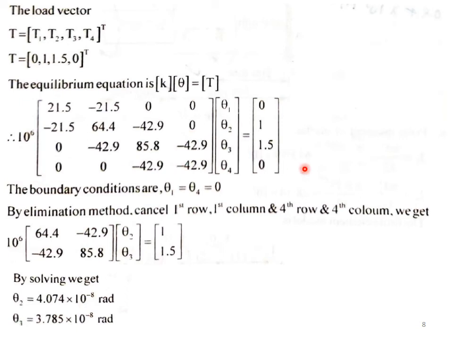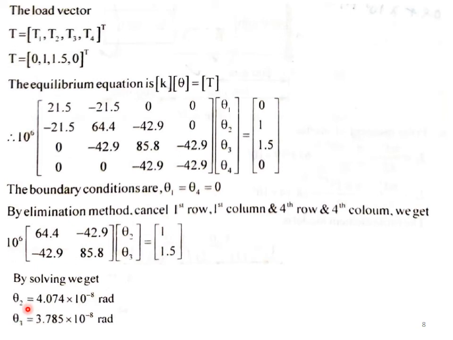So the boundary condition is that the first end and the last end are fixed. So theta 1 and theta 4 both are 0. Theta 1 is equal to theta 4 is equal to 0. So by the elimination method, we eliminate the first row and first column, and we eliminate the last row and last column. By eliminating all those, the remaining terms are 10 to the power of 6 times [64.4, -42.9; -42.9, 85.8] times theta 2, theta 3, that is equal to 1 and 1.5.